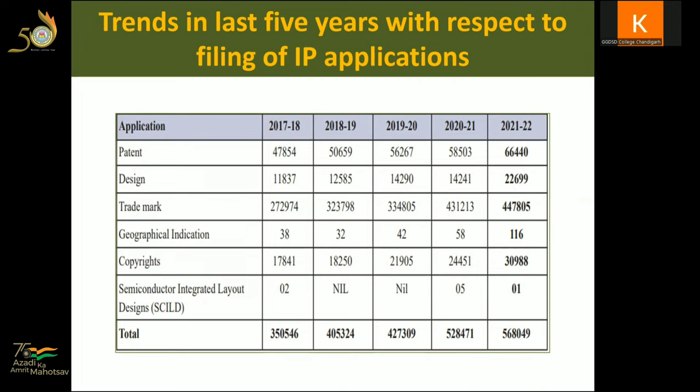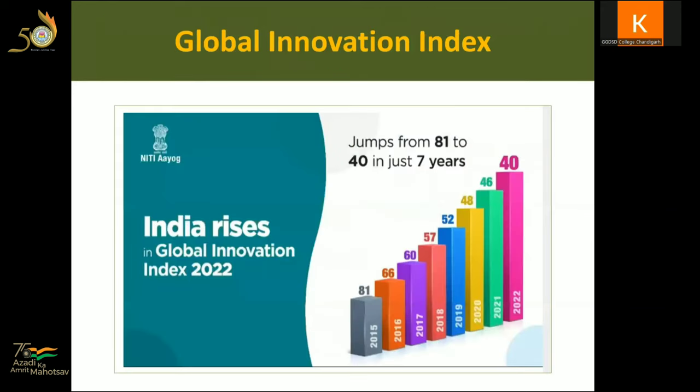Now look at the design part. These many designs have been registered. Look at the trademarks. These many trademarks have been filed as far as the Indian market is concerned. This is the growth of intellectual property in the Indian market. And because of this growth, look at our innovation index, which has also improved. From 2015, when we were at number 81, now in 2022, we are at number 40.